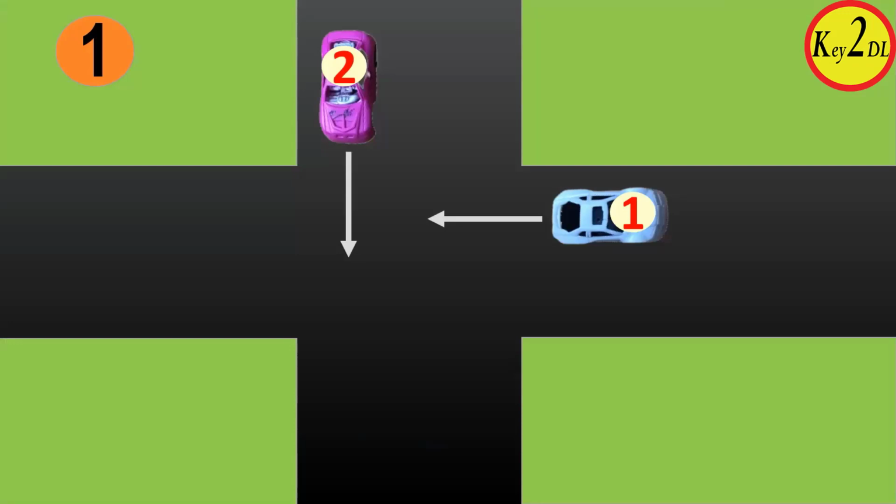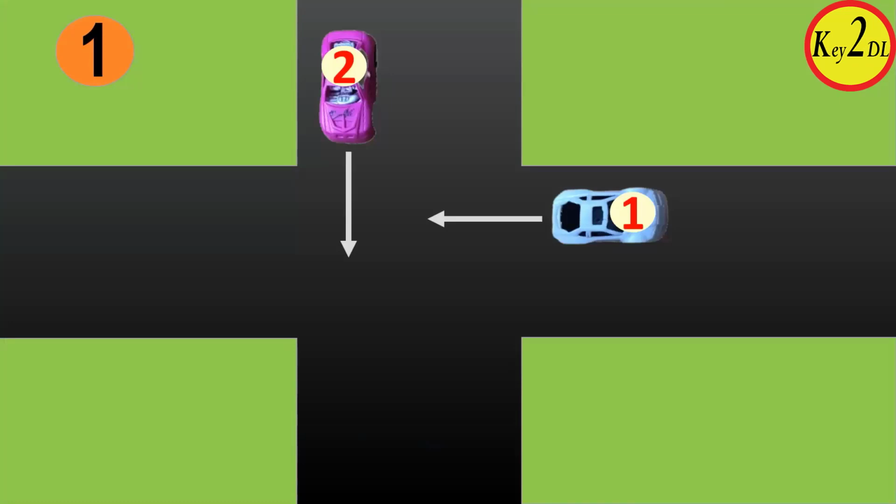It applies when you don't see a sign, none of these signs I discussed. When you don't see one, then the right hand rule applies. And what does it mean? Right hand rule means you have to give priority to the other car which is coming from the right hand side. And this is just an example.